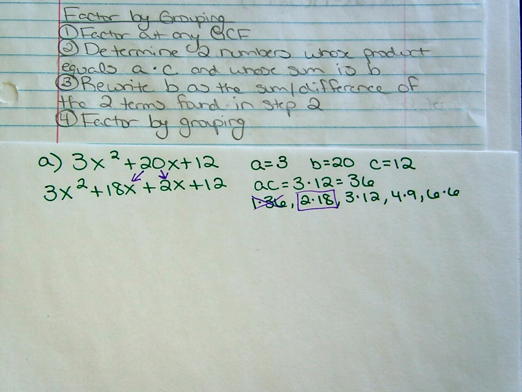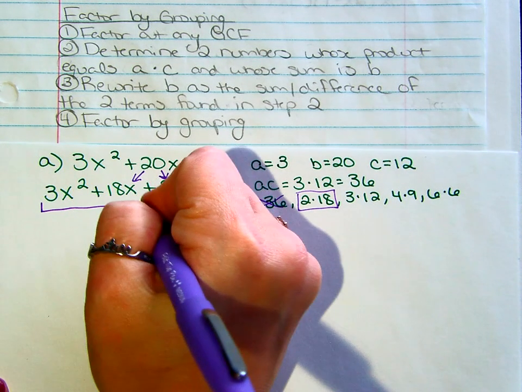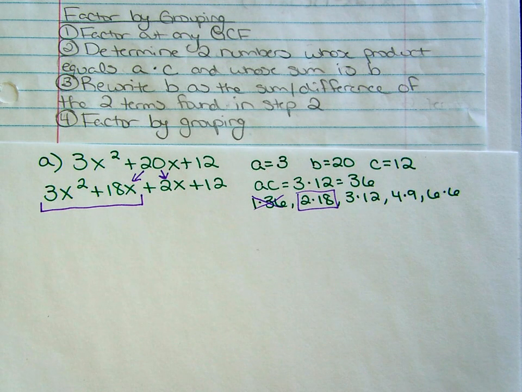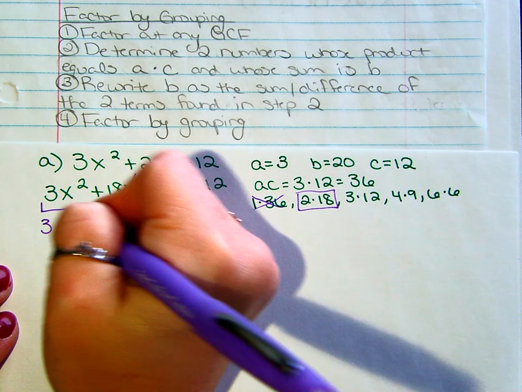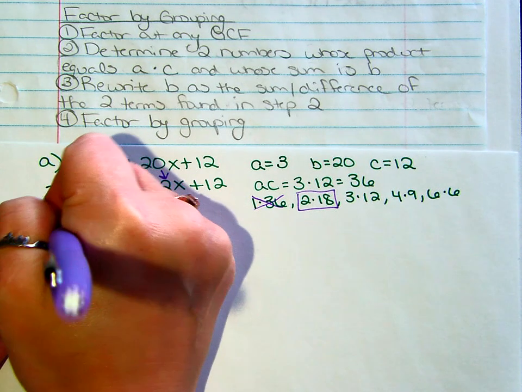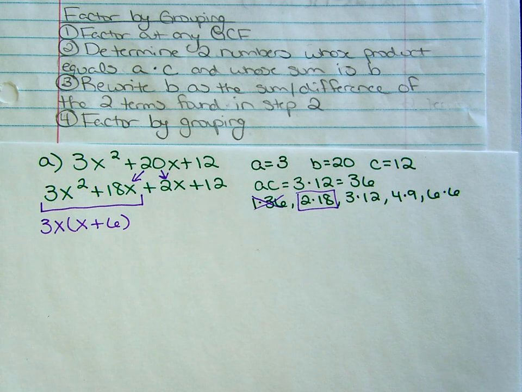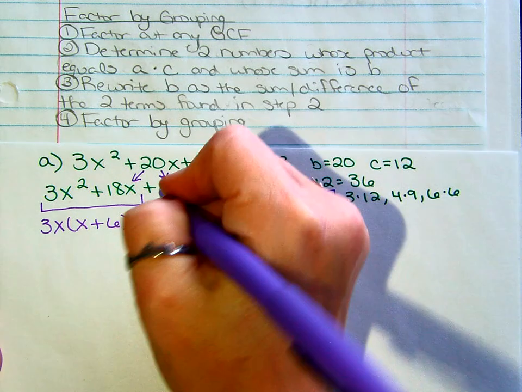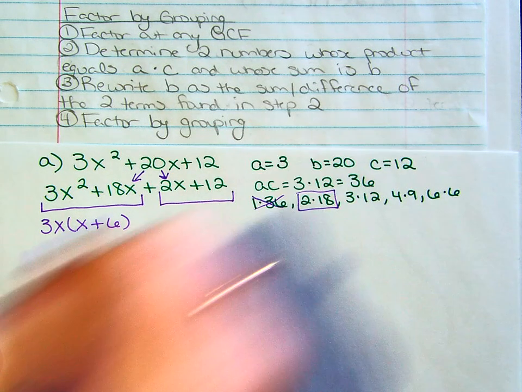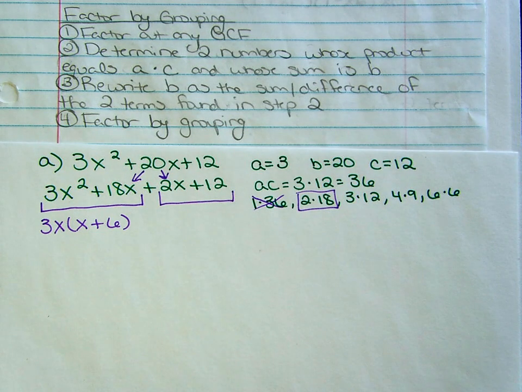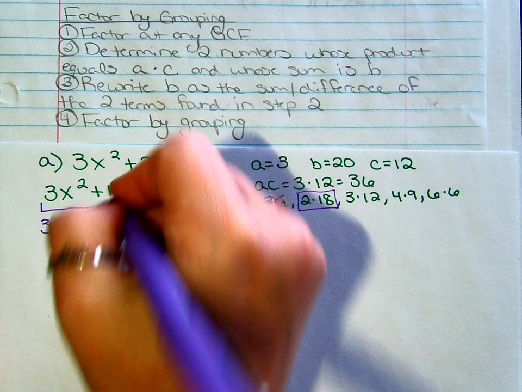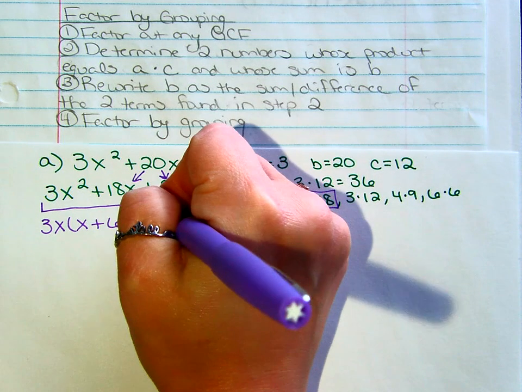So I look at my first two terms, 3x squared plus 18x. What do those have in common? A 3, what? X, that's right. Leaving us with an x plus 6 inside. Then I look at my next two terms and say, what do they have in common? A 2. Leaving us with an x plus 6 inside.